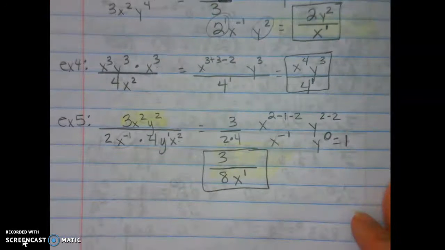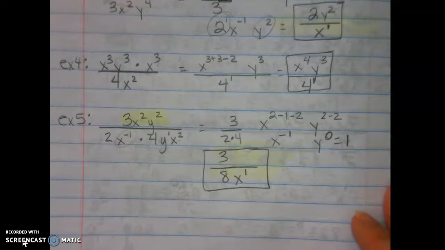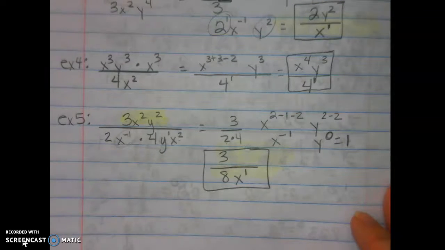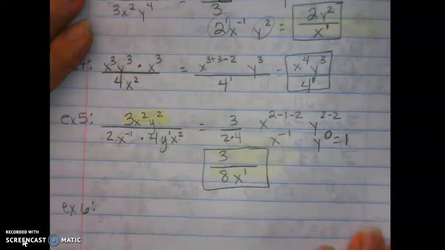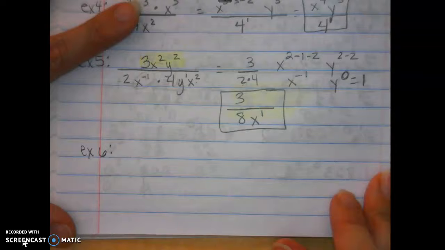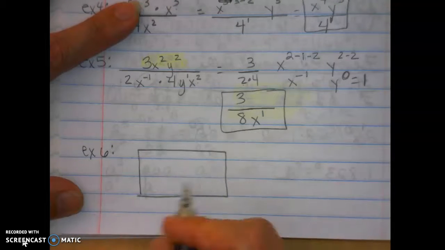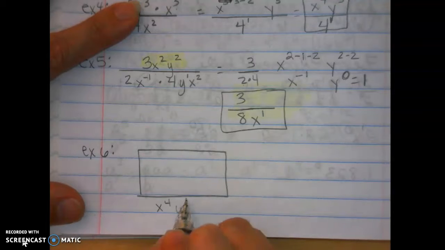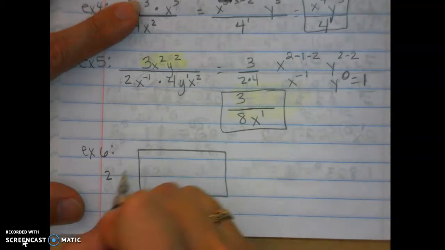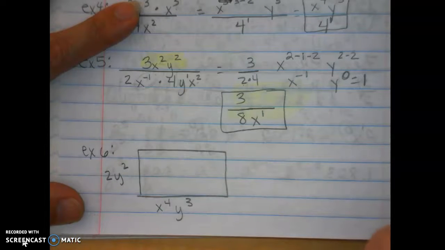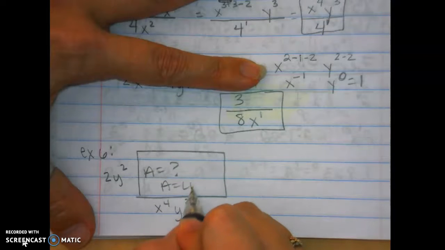All right, the last example that I have for you is going to be an area problem, because you are going to have one like this on your quizzes. So if I have a rectangle and it has a length of x to the fourth, y to the third, and it has a side width of 2y squared. So I want to find the area. Well, I know that area is length times width.